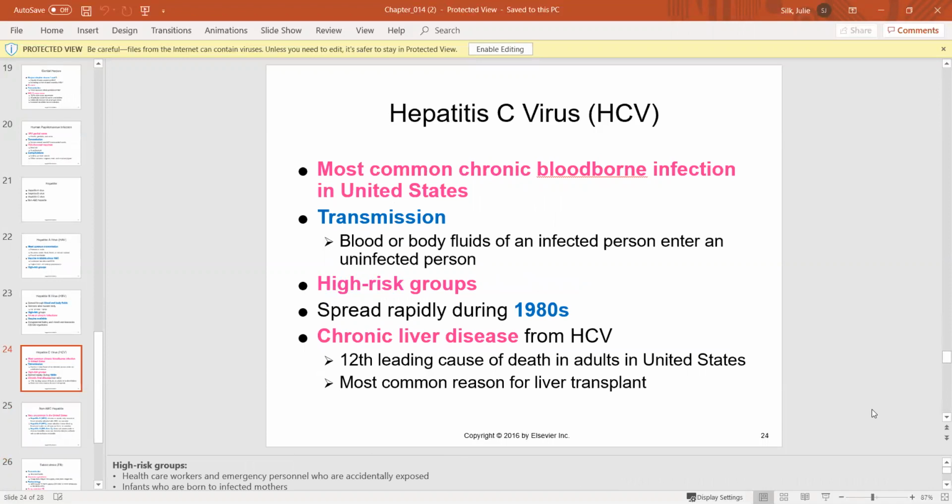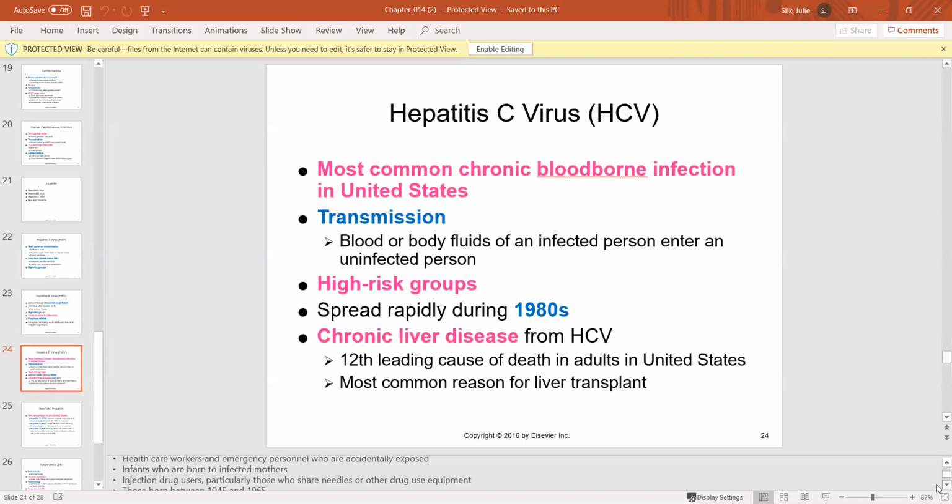Then when we talk about hepatitis C, this is the most common chronic bloodborne infection in the United States. You can get this through blood and body fluids as well. High-risk groups for this would be healthcare workers, emergency personnel who are accidentally exposed, infants born to infected mothers, injection drug users, particularly those who share needles, and anyone born between 1945 and 1965 is at higher risk.